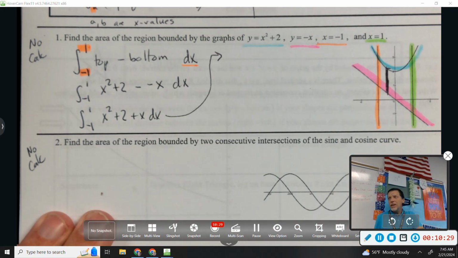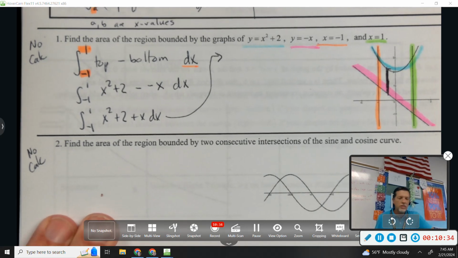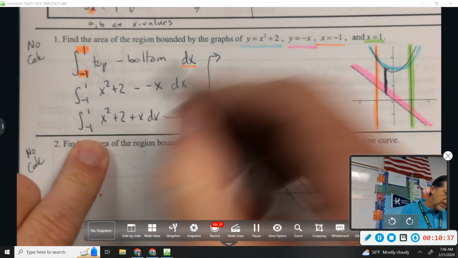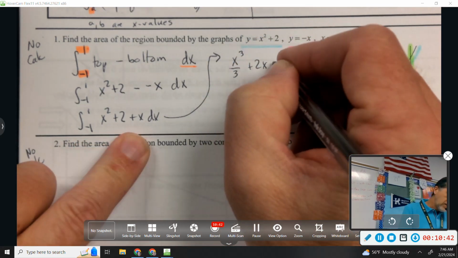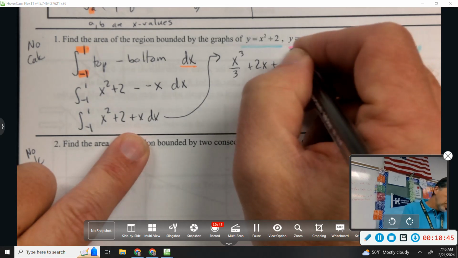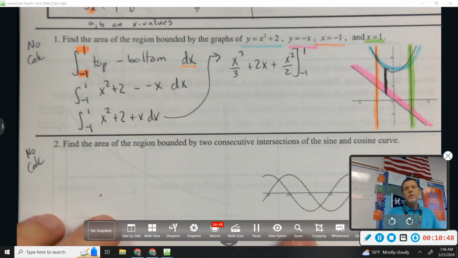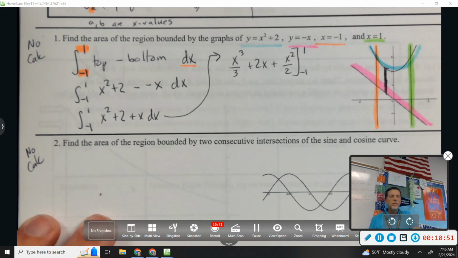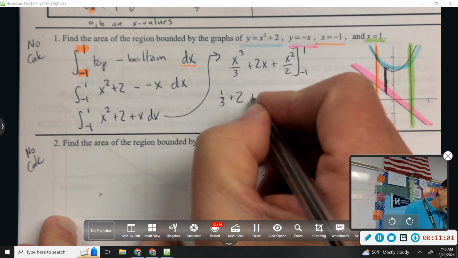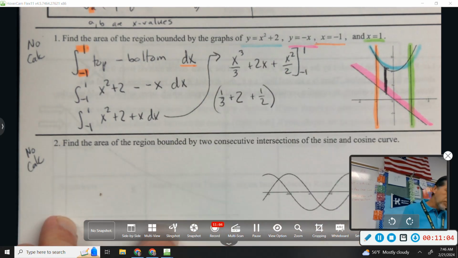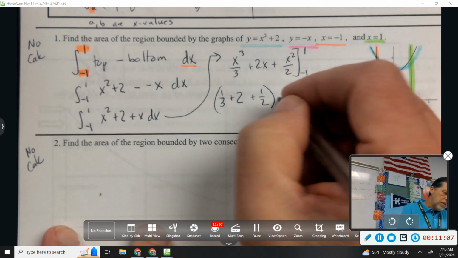Now, if we had a calculator, we would go grab the calculator and just type that in and let the calculator do the work. But I want us to get a little practice on our antiderivatives. So x cubed over 3 plus 2x plus x squared over 2 from negative 1 to 1. All right, plug in the top minus plug in the bottom. So 1/3 plus 2 plus 1/2. There's plug in the top. Minus plug in the bottom.